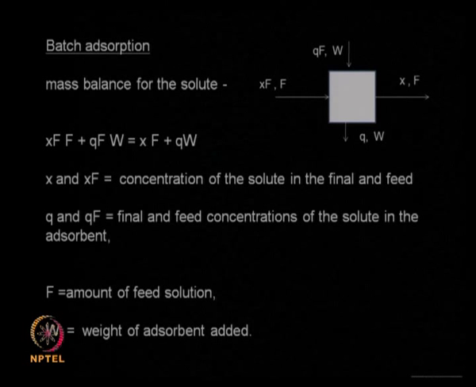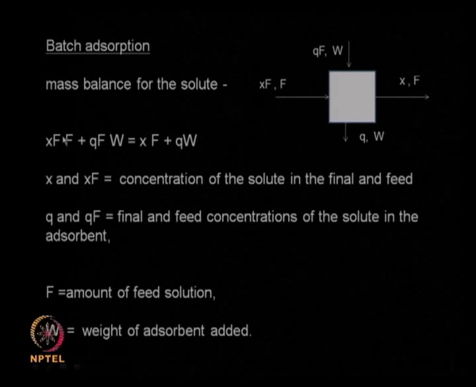Now, there will be two streams leaving this stage. One stream is your broth, which will have a reduced amount of the solute or the adsorbate, and the other is your solid adsorbent, which would have taken up quite a lot of the solute. So, we need to do a mass balance of this stage: the amount of solute entering in this stream as well as in this stream, and the amount of solute leaving in this stream as well as in this stream. You just balance these four terms and that will give you a mass balance for the solute, which is given by this.